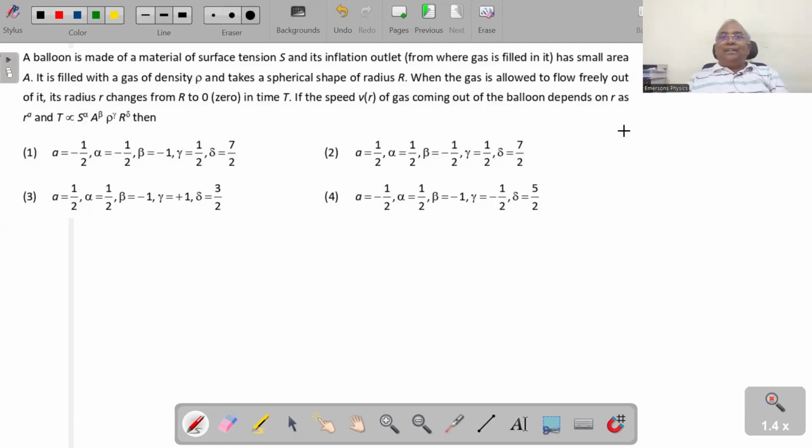They have given it very clearly. First case, the velocity of the gas coming out of the balloon depends on R. What is the relation between velocity and R? That is the first case. Second case, T, I think, is surface tension. No, T is nothing but time. What is the relation between time and this data? So first, we should find out the relation between velocity and radius.